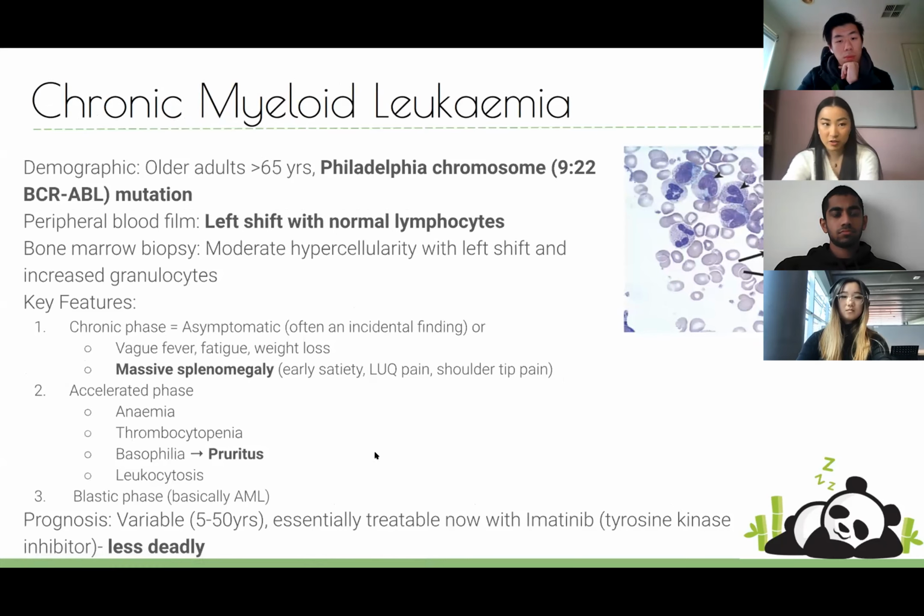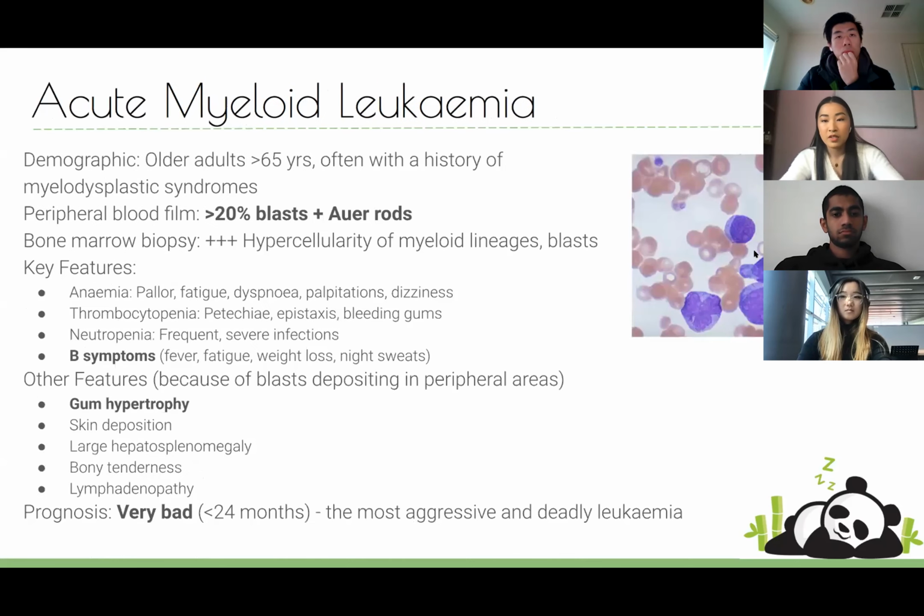Chronic myeloid leukemia, on the other hand, so again, still older adults. The buzzword for this one is Philadelphia chromosome. So they're associated with this particular translocation. Peripheral blood film shows left shift with normal lymphocytes. So left shift means they're a bit immature, but the lymphocytes themselves are normal, because remember, this is a myeloid cell leukemia.